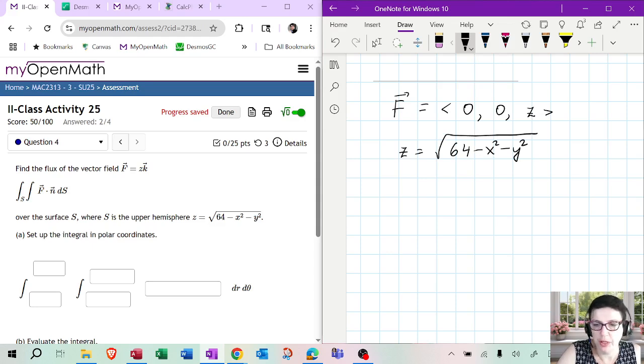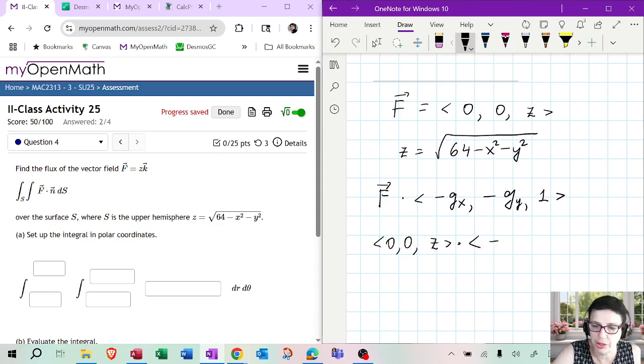The first thing that we need to do is find the partial derivatives of this thing. Generally, that's what you would have to do to compute flux. You would take the force and dot it with negative gx, negative gy, and 1. However, in this particular case, because the force already has zeros for the x and y components, when you compute the dot product, you're not going to need the gx and gy because you're multiplying them by zero. So I'll just leave them like this. We do not need them.